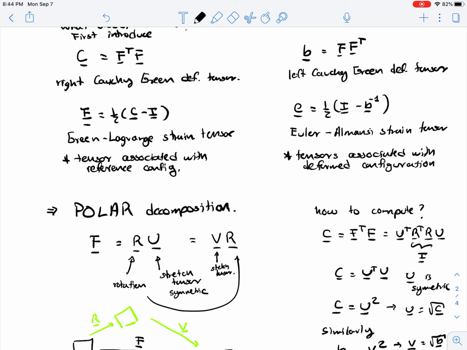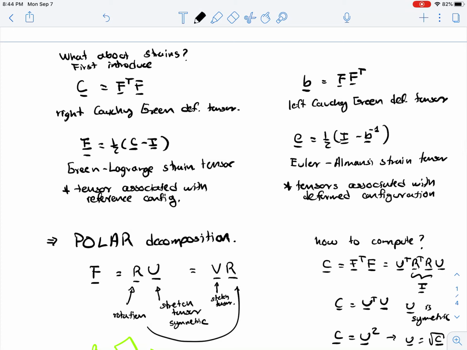Alright, I still have one extra topic that I want to cover here, but let me just recap. I have F, but as I said, we don't really use F directly. The terms that are used are strains or deformation tensors, particularly C or B, the right and left Cauchy-Green deformation tensors, obtained by either F transpose F or F F transpose, and they have corresponding strains associated with them.